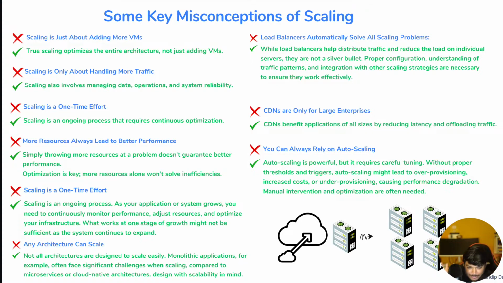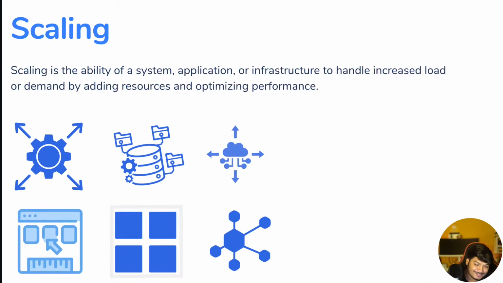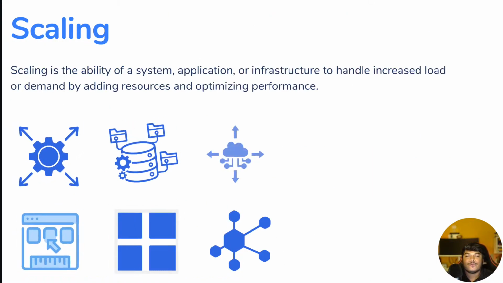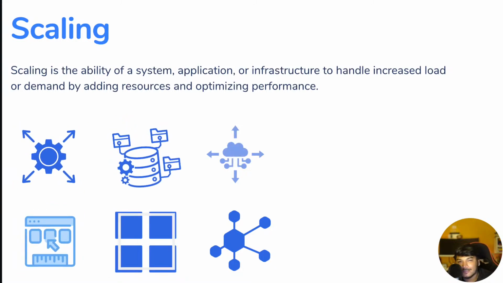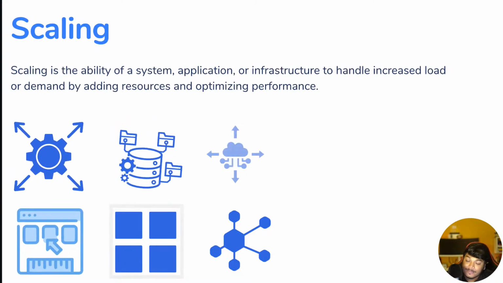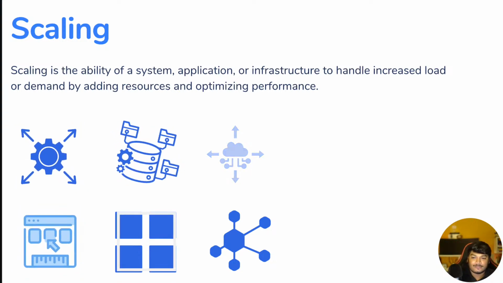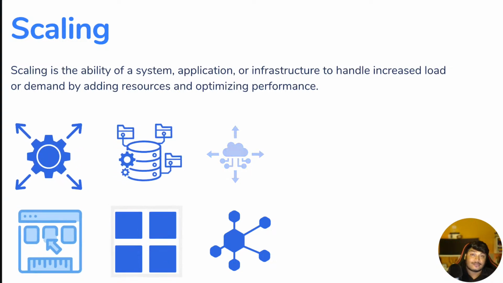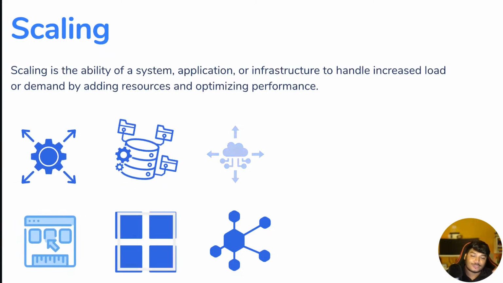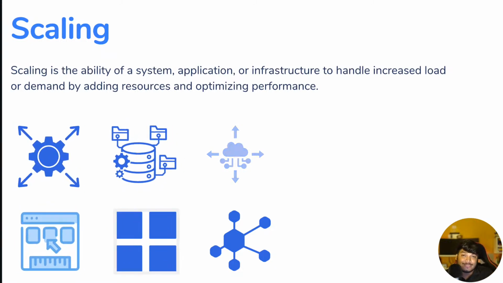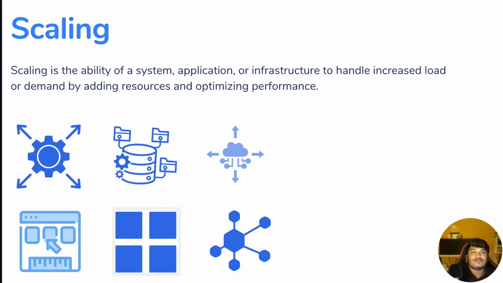Okay. Now, I have talked about the misconception. Now let's talk about what real scaling means. Real scaling means the ability of a system, application, or infrastructure to handle increased load or demand by adding resources and optimizing the performance. It's not only about adding resources. It's about adding resources plus optimizing the performance.